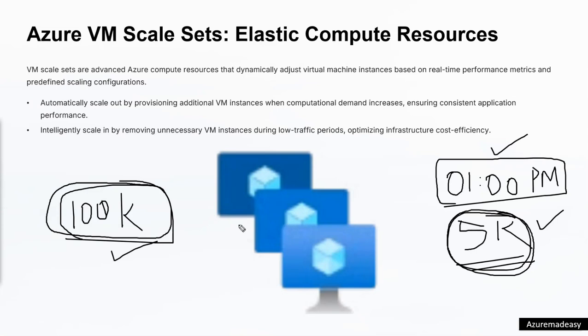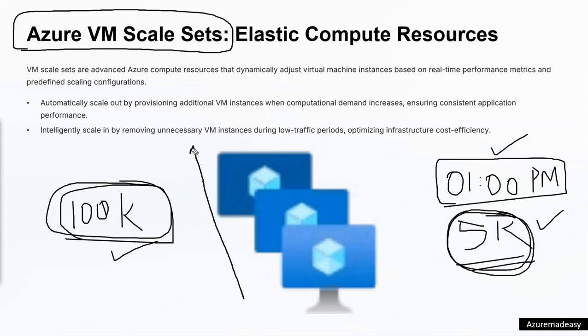So in that particular case, we need some resources to act adaptively, and that is called VMSS, virtual machine scale set. What will happen is that it will increase the number of instances depending upon the usage or the traffic which is coming, and it will also reduce the number of instances if the traffic is low. That is called VMSS, virtual machine scale set.